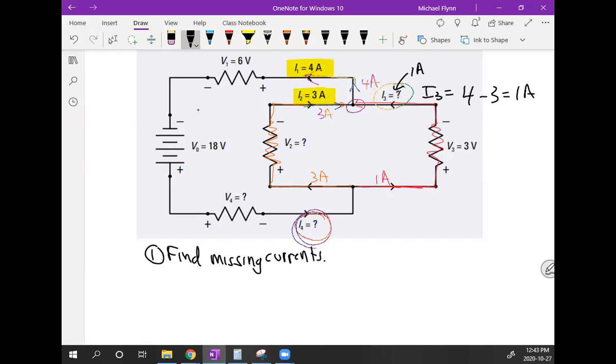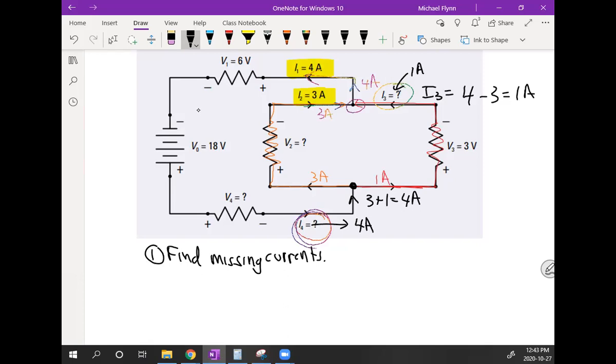So if 3 amps went to the left and 1 amp went to the right, how many amps flowed into this junction right here? Well, it must be 3 plus 1 equals 4 amps. So this value here is 4 amps flowing in.